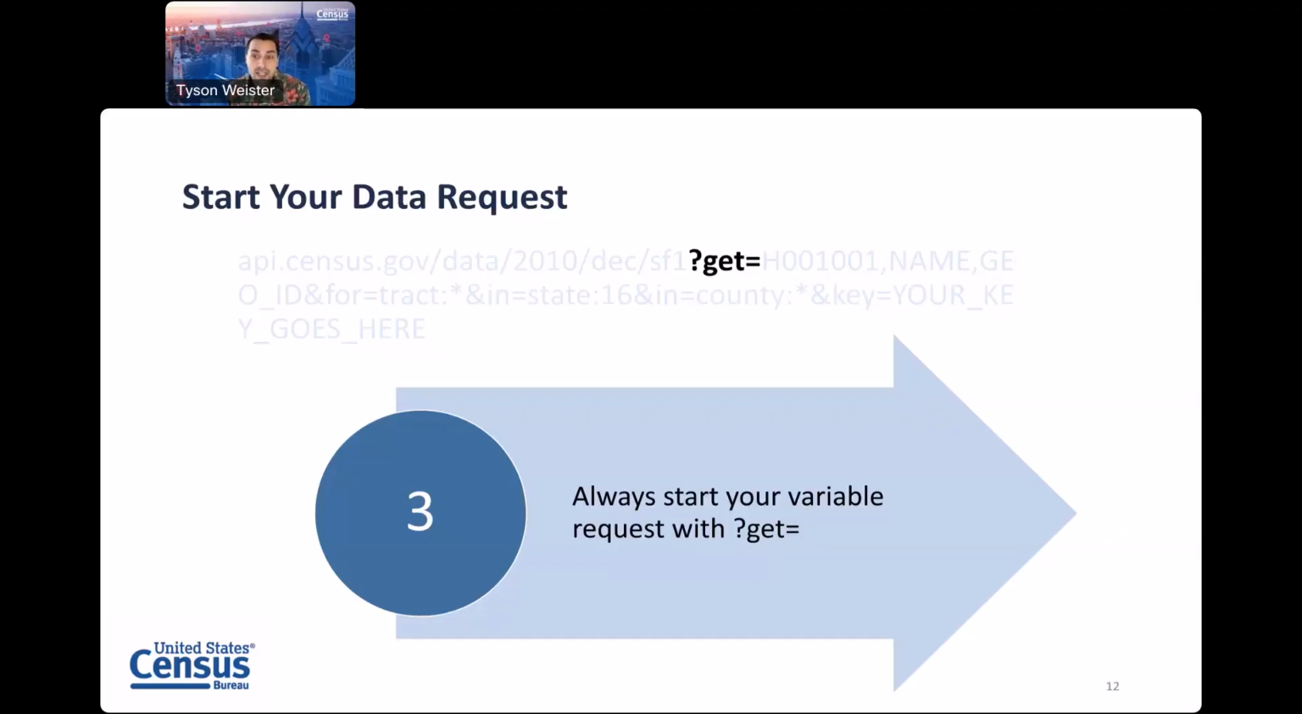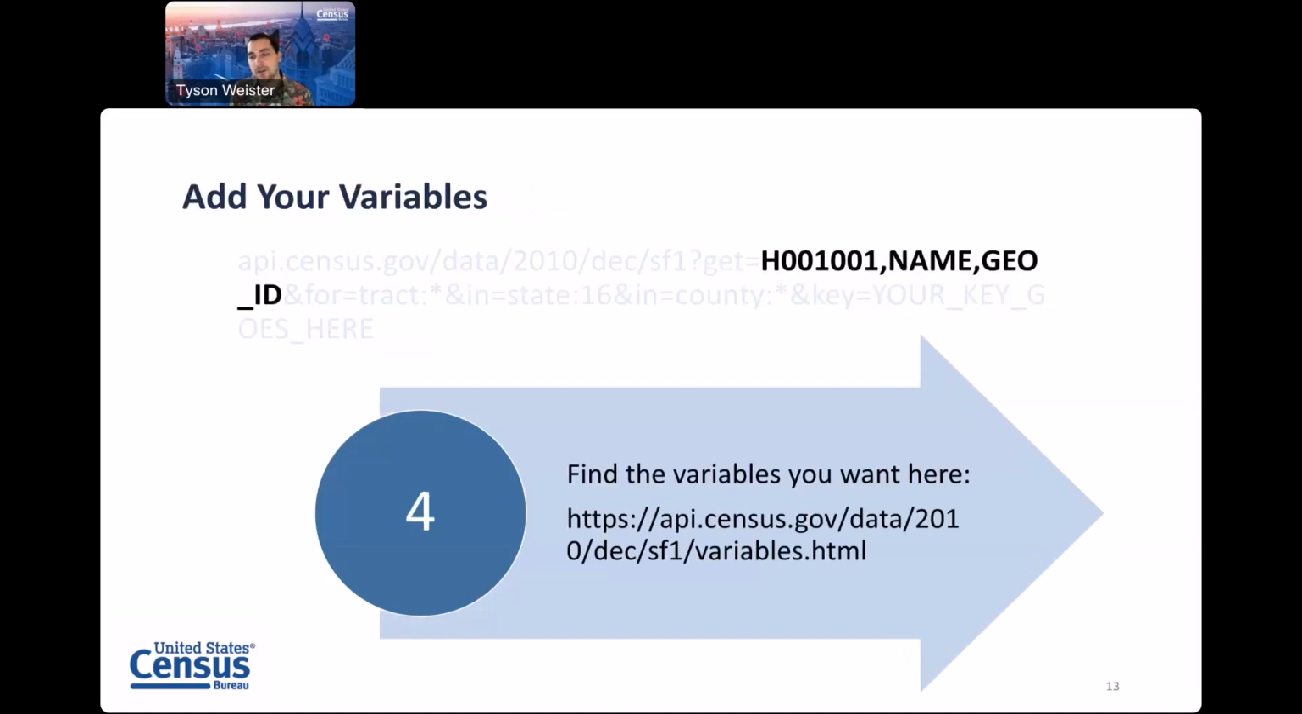Next, we have $get equals. So this is your signal to the API that you want it to return data to you. And then you start specifying what data you want back. So first here, I have a list of variables as step 4. We have H001001, name and geo_ID. So this is going to give us the total number of housing units, the geography name, and the geo ID for that geography.